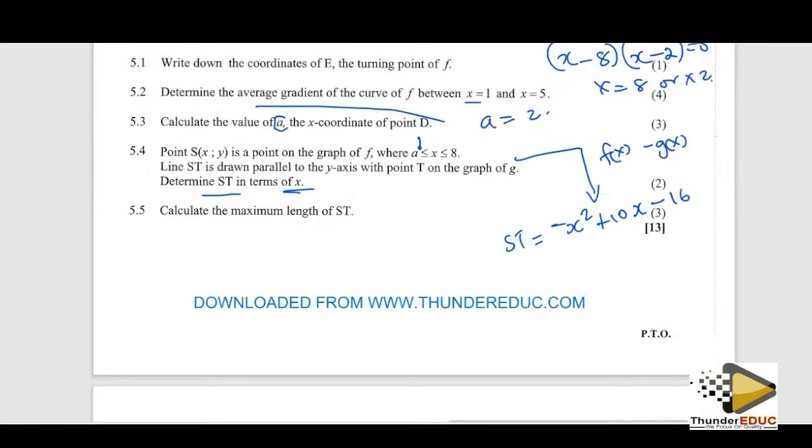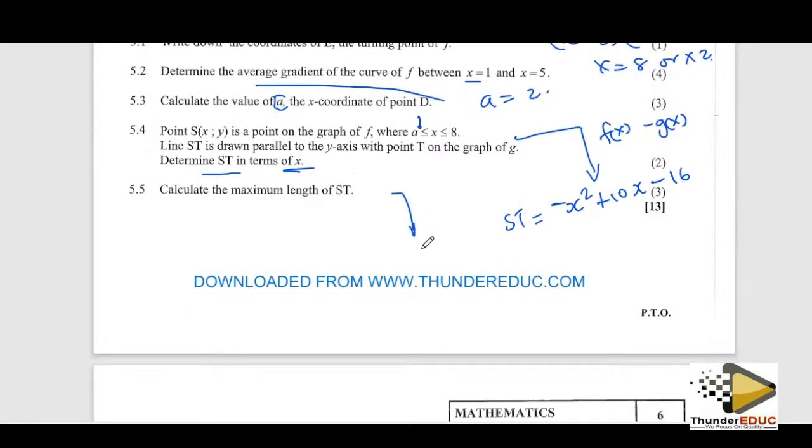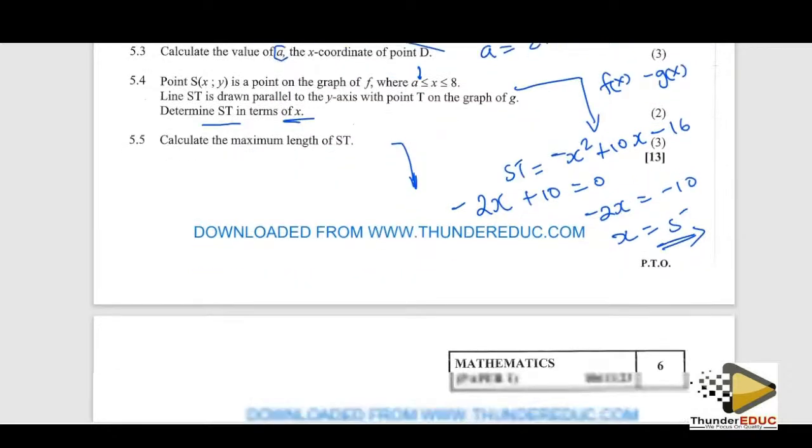Then they're asking us for the maximum. So this is just the application of calculus. For us to get the maximum, we need to find the derivative. So the first derivative is going to be negative 2x plus 10, which must be equated to 0. Take the 10 to that side, so 2x is equal to 10, divide both sides by 2, x becomes 5. So that is question number 5.